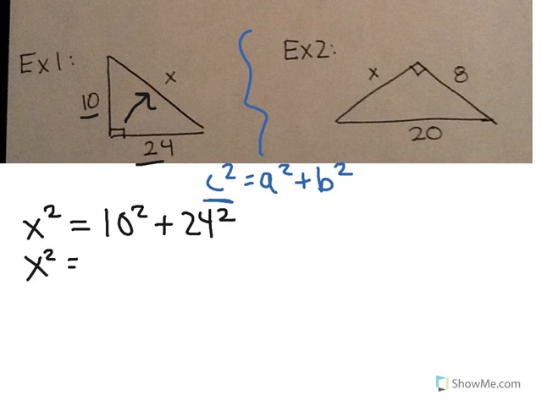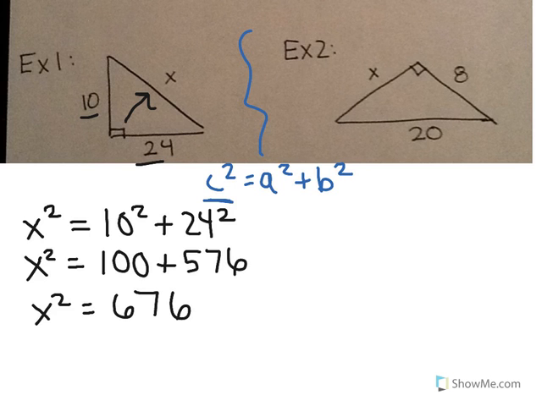I don't know what x squared is, so I'm going to leave it. This is 100, and then plus 24 squared, which is 576. Some of these numbers are rather large, so you might want to have a calculator handy. So then we get that x squared equals 676. Now to figure out what just x is, the length of the hypotenuse without the squared, hopefully you remember to undo squared, you square root both sides. Okay, so we get that x is equal to 26.